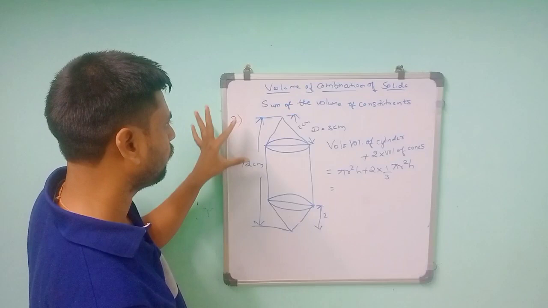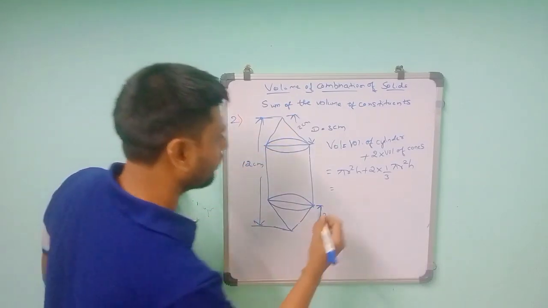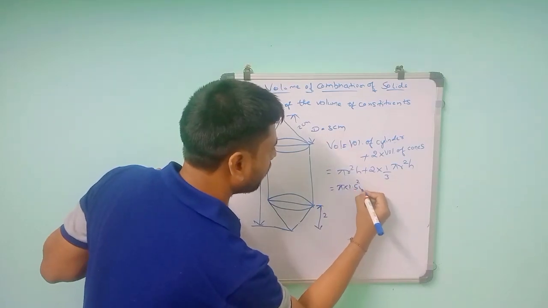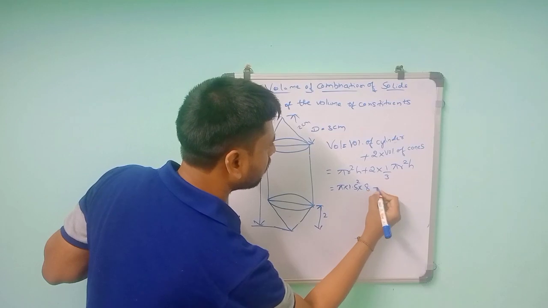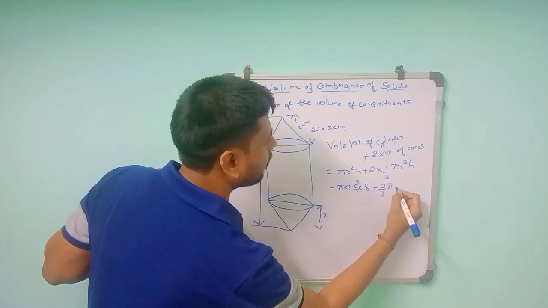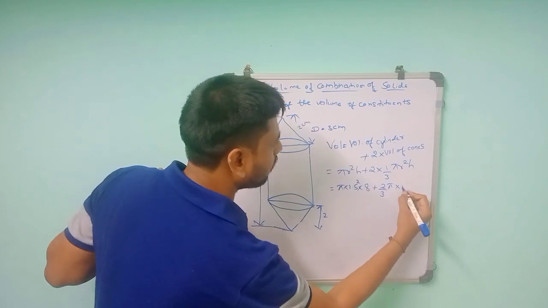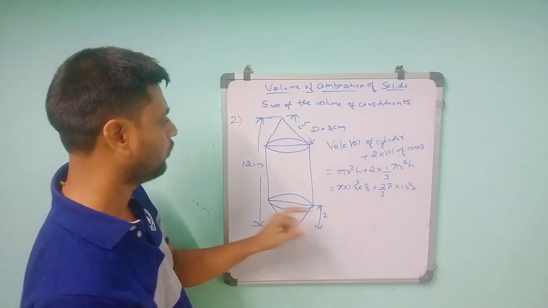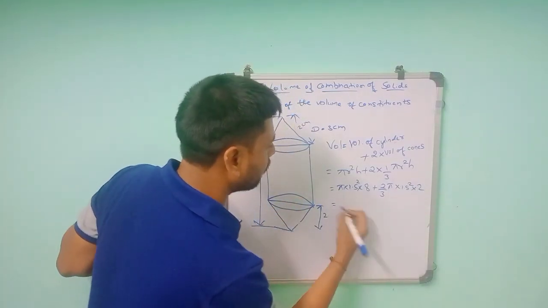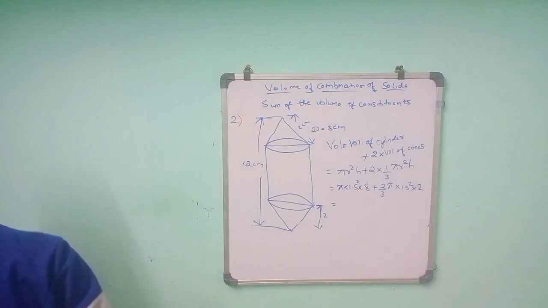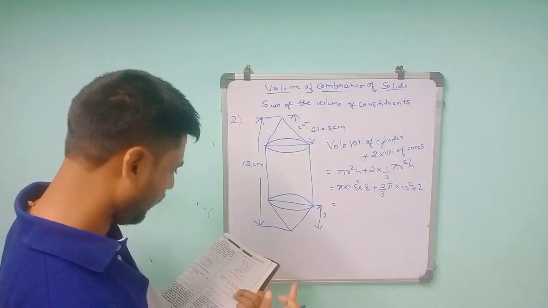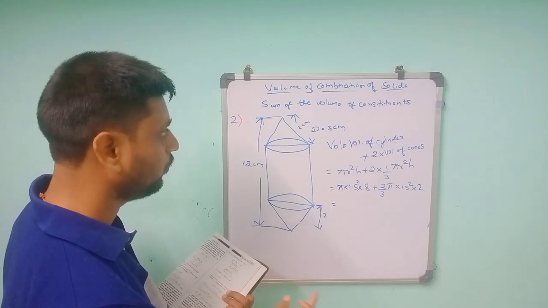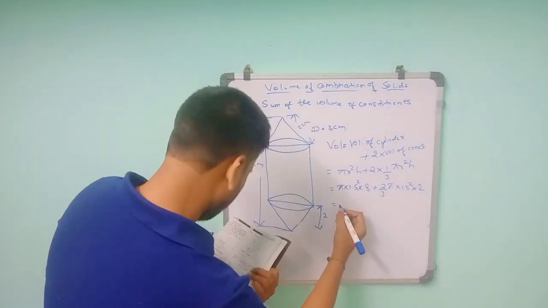So the height of the cylinder is nothing but 12 minus 2 and 2, that is 4. 12 minus 4 is 8. So pi into r, which is 1.5, squared, into h, which is 12 minus 4, that is 8. Then 2 by 3 pi, then r is 1.5 into h, the height of the cone, which they have given as 2 centimeter. So this will be 2. So 1.5 square into 8 plus 1 by 3, 2 into 1 by 3, then 2 by 3 pi into 1.5 square into 2. This will give the answer.